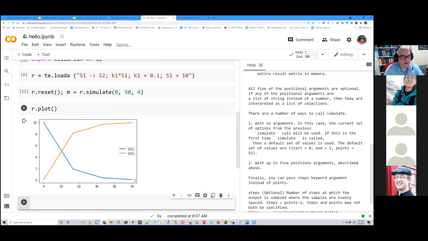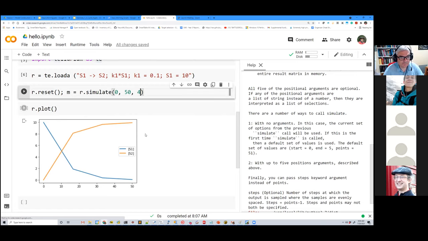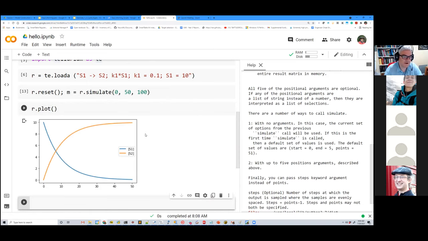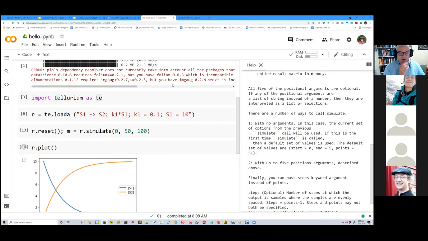Now, the reason why this is important is if you have something like oscillations, it's important you have enough resolution so that you don't get strange artifacts coming in. So you want at least 100 points, and then it'll look pretty reasonable. Okay, so that's what I just showed you on this slide here.